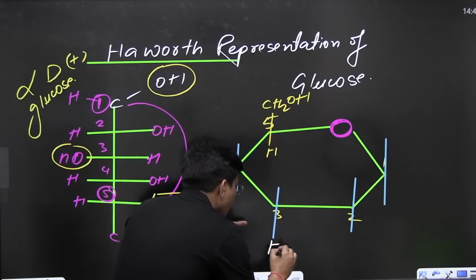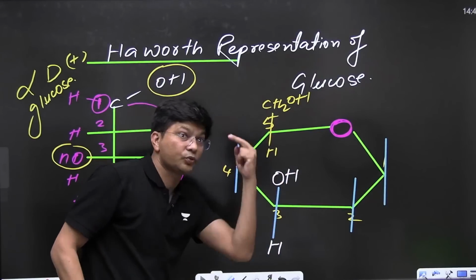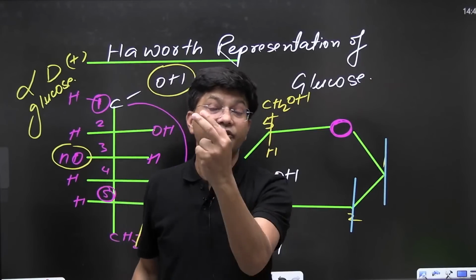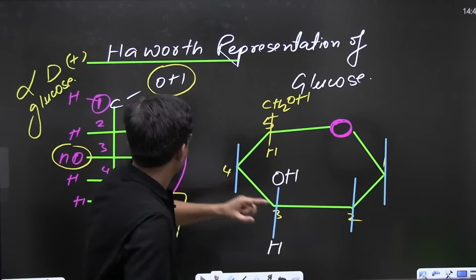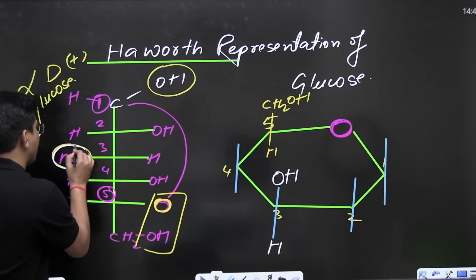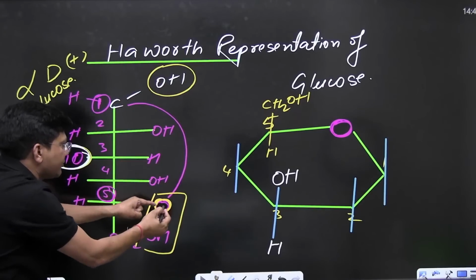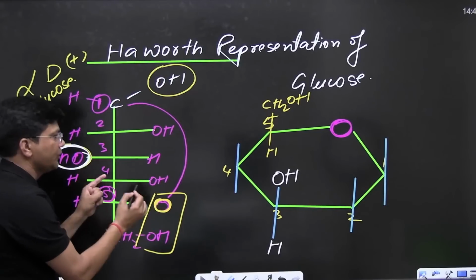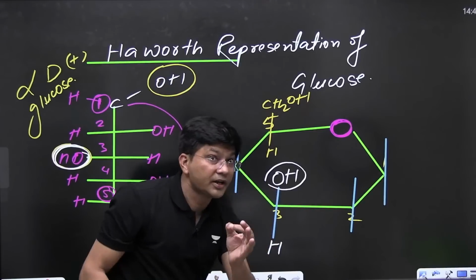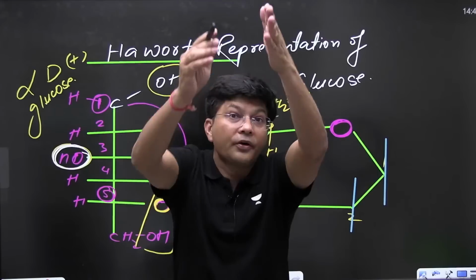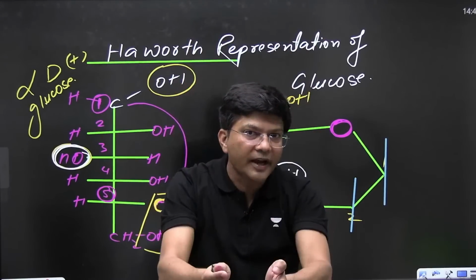Third carbon OH is on the top. Remember that whenever you are going to focus on this structure, the third carbon OH is on the top. If the third carbon OH is on the left hand side, then the rest of the other OH are on the right hand side. That means if the third carbon OH is at the top, the rest of the other hydroxyl groups will be on the downward side or upward side.